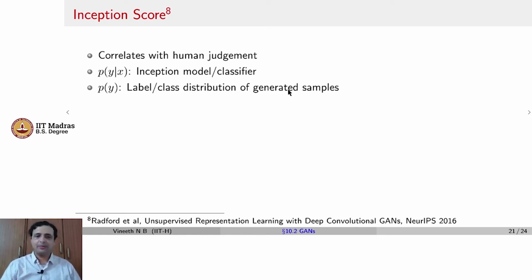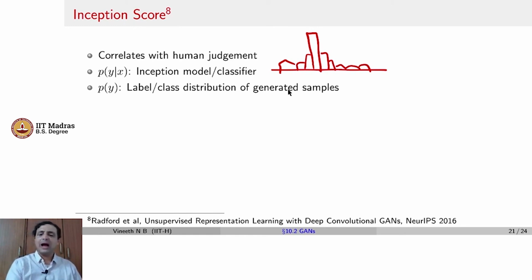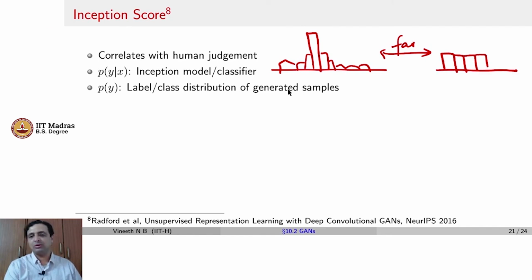What are you looking for here? We ideally want P of y given x to have a pointed distribution. So we'd like one class label, which is say the correct class label, to be very high in the distribution, and all other class labels to have very low probabilities. That's what we'd want P of y given x to be. We'd ideally want such a distribution to be as far away from a uniform distribution. That's what tells us that the inception model is with high confidence being able to recognize a certain object that's been generated in a given image. But is this correct?